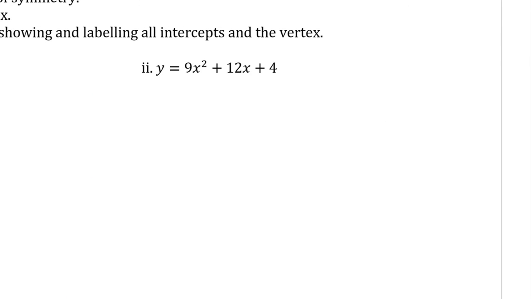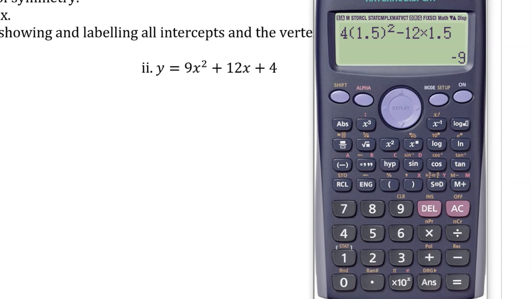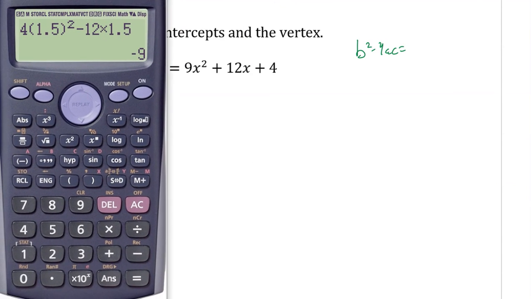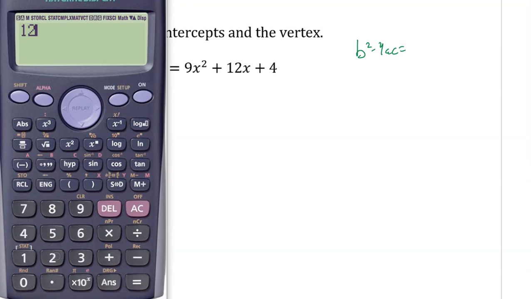And finally, for this one, b squared minus 4ac, this is what I want to do for this one. Watch what happens. So b is 12, 12 squared minus 4 times 9 times 4. Is that right? A is 9, C is 4, B is 12. So this looks right. Watch what happens. What do I get? Aha. 0.